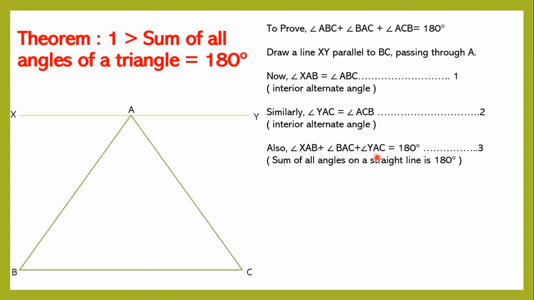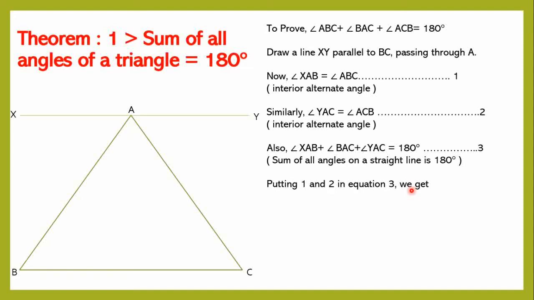BAC plus angle YAC is equal to 180 degrees, because the sum of all angles on a straight line is equal to 180 degrees. We already know that on a straight line, if we add all the angles formed on a straight line, their sum will come as equal to 180 degrees. So we have angle XAB plus angle BAC plus angle YAC, their sum is equal to 180 degrees. We have this as equation number 3.